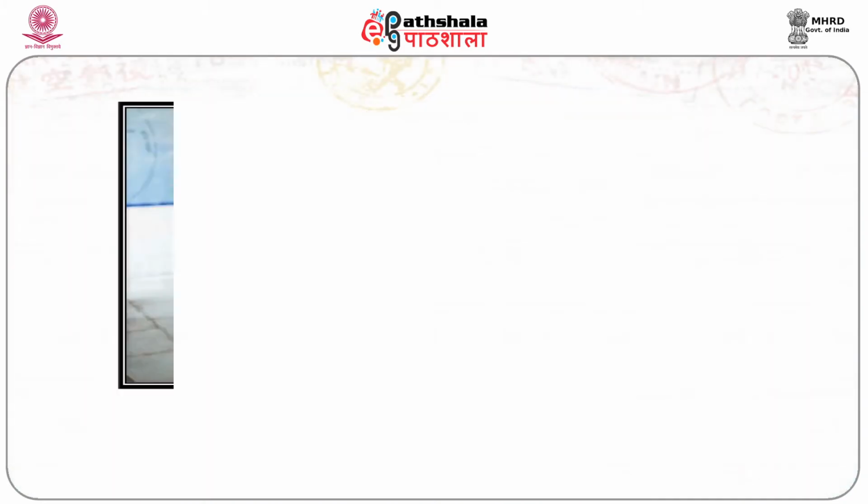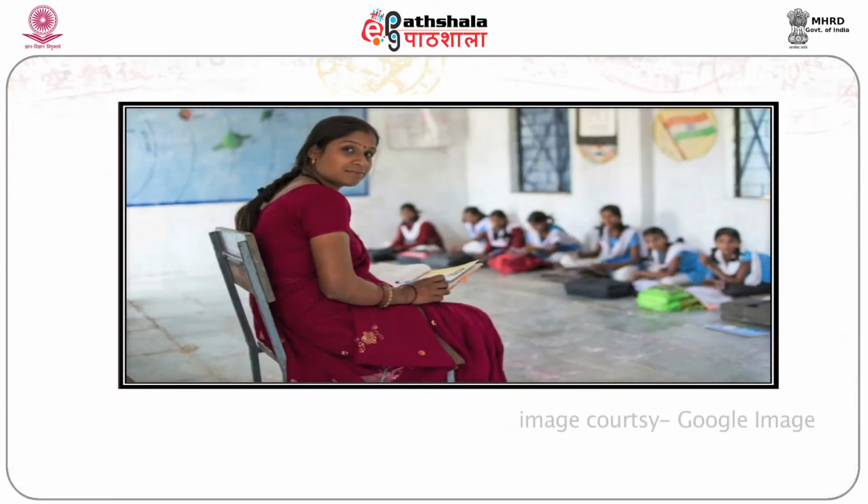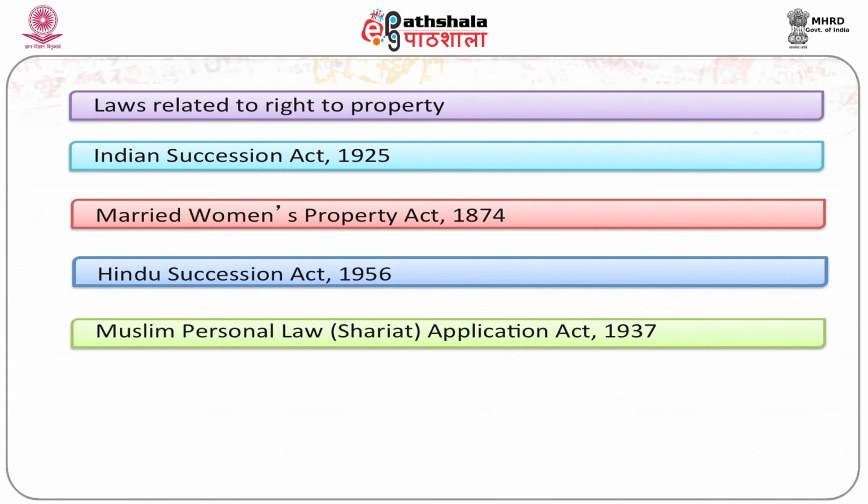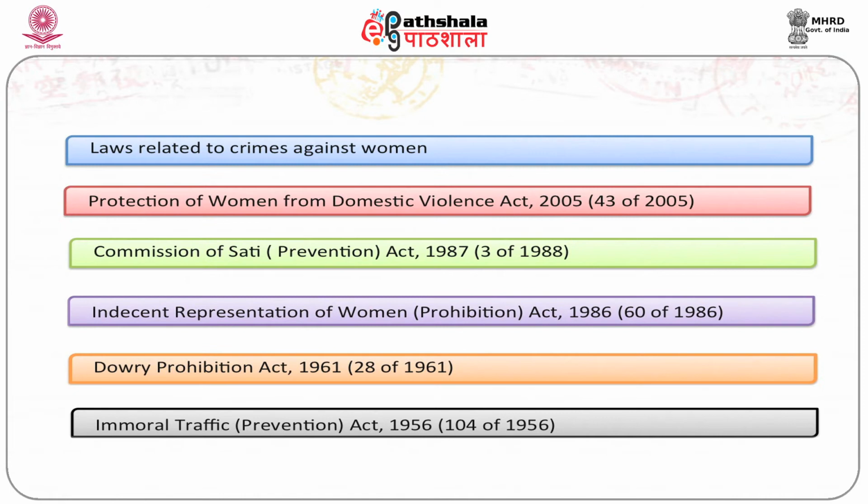Now, we also had certain laws which are related to women in terms of their livelihood, in terms of their dignity, in terms of their family affairs. Like we speak about the Indian Succession Act of 1925, which is basically related to the inheritance of property. We have the Married Women's Property Act of 1874. We have the Hindu Succession Act later on in 1956. We have the Muslim Personal Law Shariat Application Act of 1937, which of course was seriously taken up in the later phase.